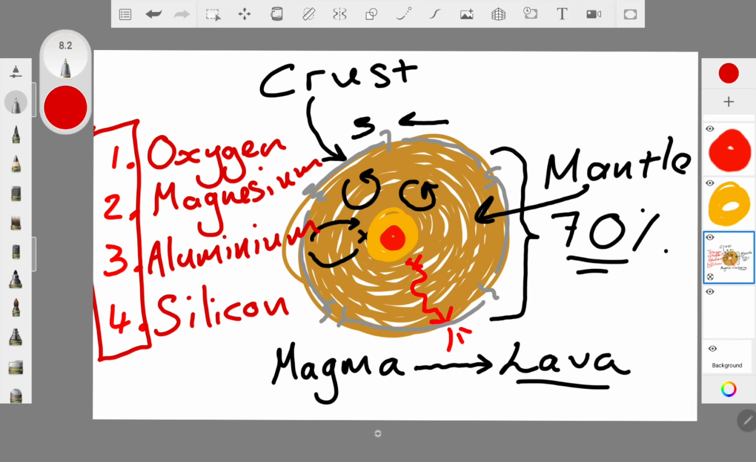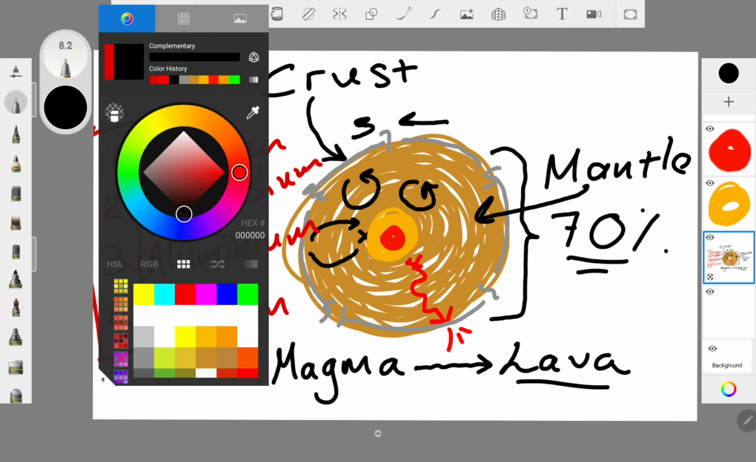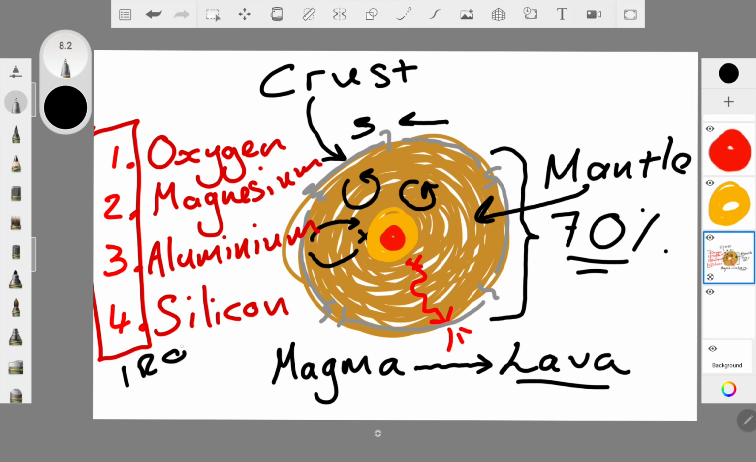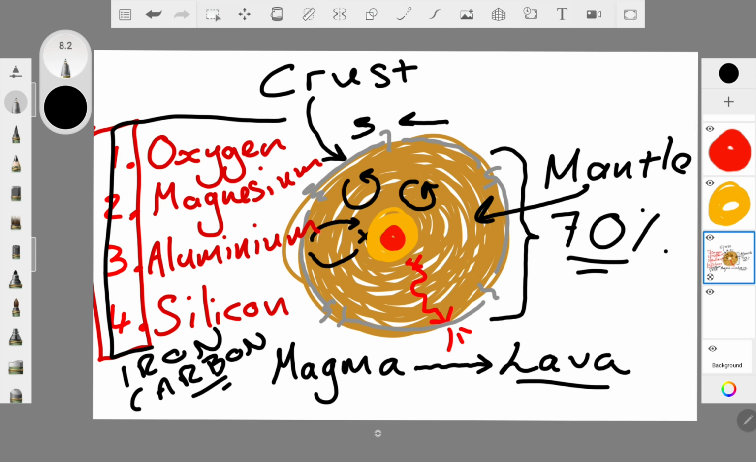Now, if you do answer iron or carbon, those are not in the top 4, but I will still give you the mark. But the 4 I'd like you to try and remember, these 4 here.